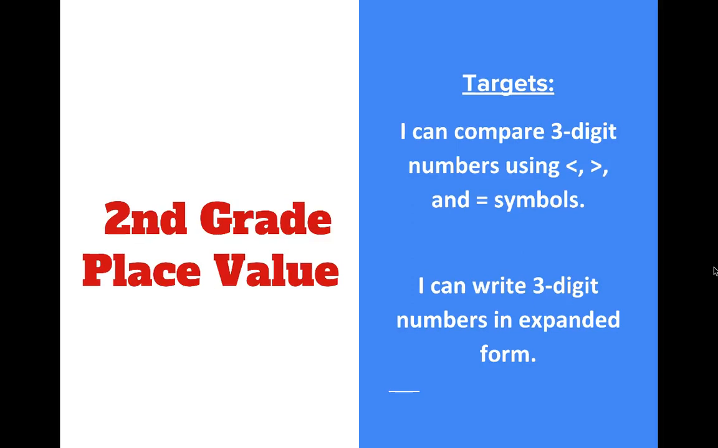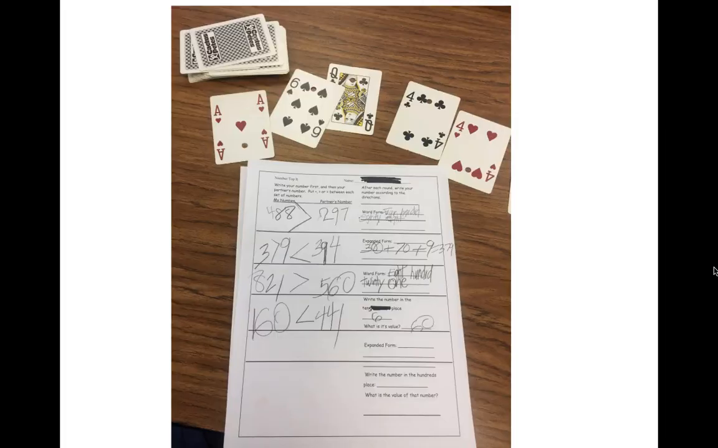Here's a second grade place value example. I can compare 3-digit numbers using symbols, and I can write 3-digit numbers in expanded form. Many of you are familiar with the Top-It game or different variations of War. In this example, students are building numbers by flipping up cards, playing with a partner, and then writing those comparison statements.